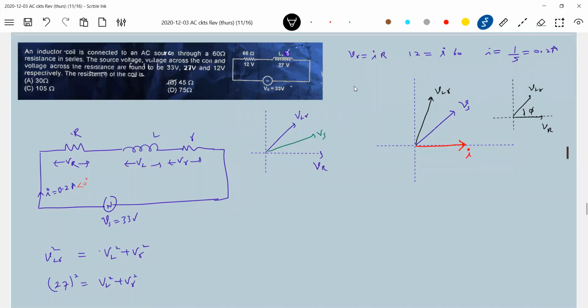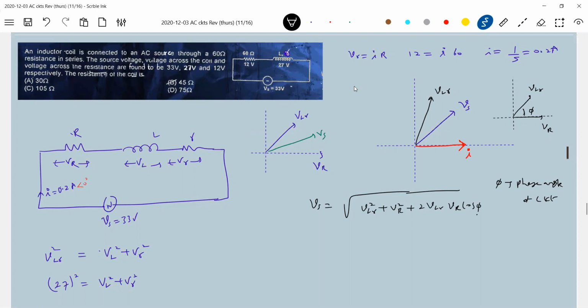So what VS is, you can write it. This will be VLR square plus capital VR square plus 2 VLR VR cos phi. Now look at this. What all do we know? We know VS, we know VLR, we know VR also, capital VR. Solving this, we'll get this phase angle. If I know this phase angle, this is the phase angle of the circuit. What is phi? Phi is the phase angle of the circuit.